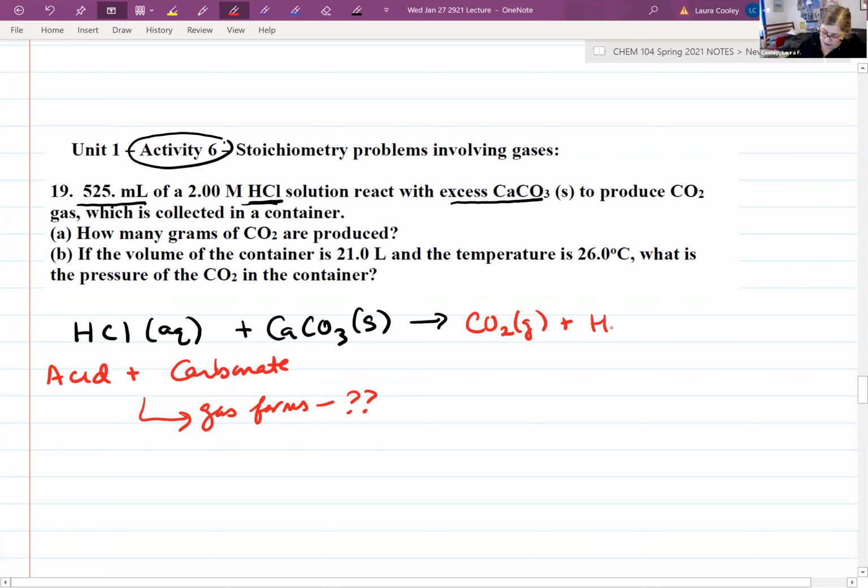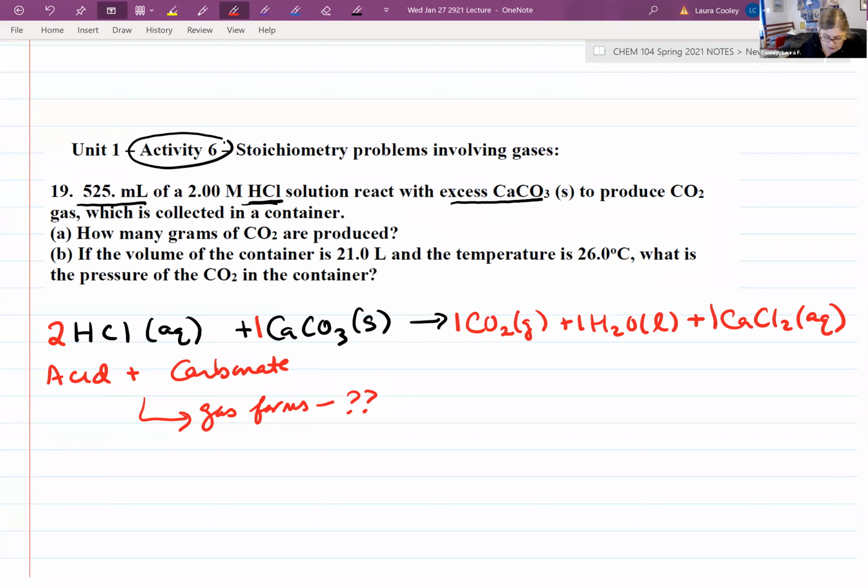And also water. And also calcium chloride. Okay, and there's H2O. This is actually a 2-to-1 ratio here, and everything else is a 1. So this is pretty straightforward stoichiometry. So this is a gas forming reaction.